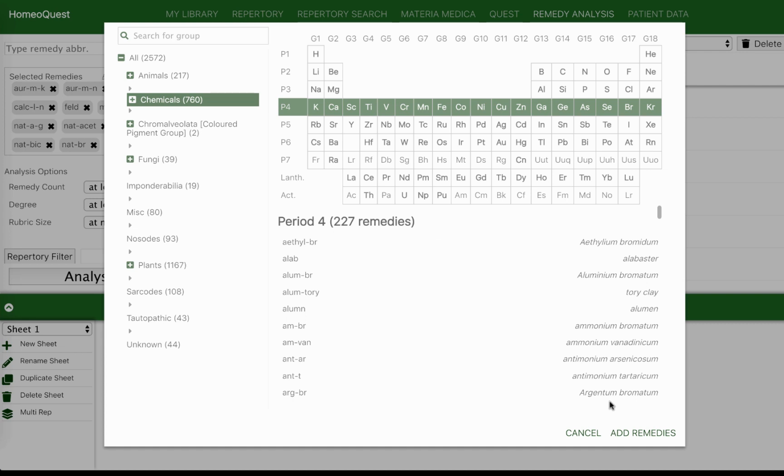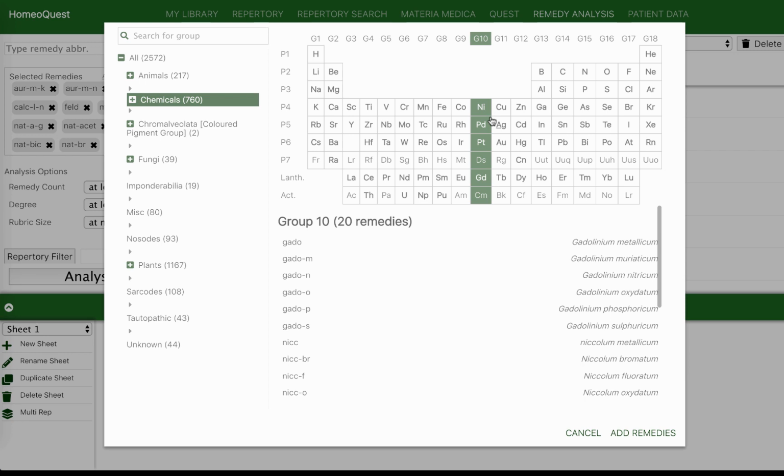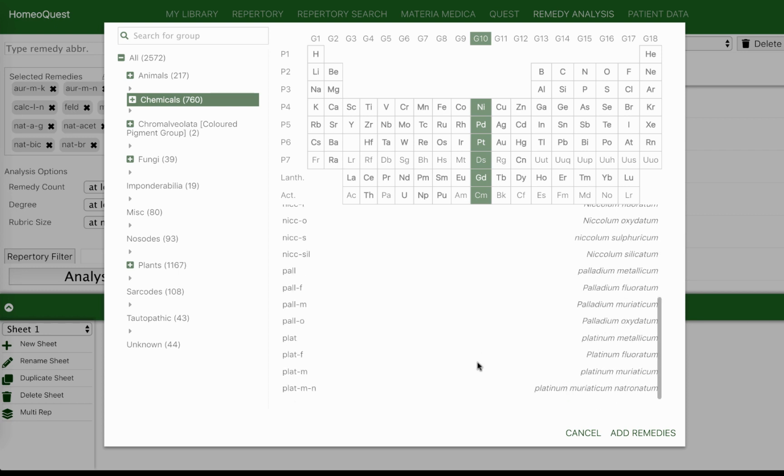So 227 remedies, and you can add all of them and do an analysis there. You can select a particular column. So I want to just select all the remedies in column 10. This will select all the metals in the middle of the periodic table, G10. And then you can do an analysis of these remedies.